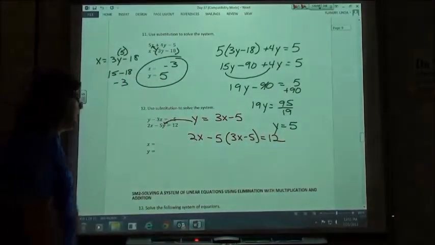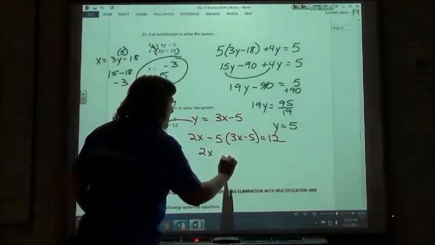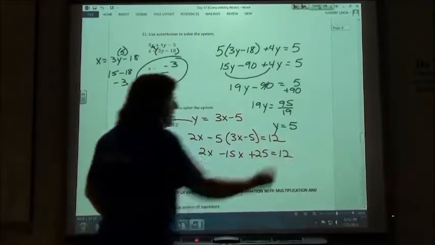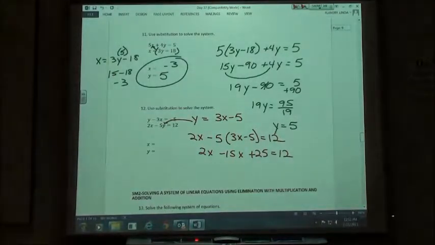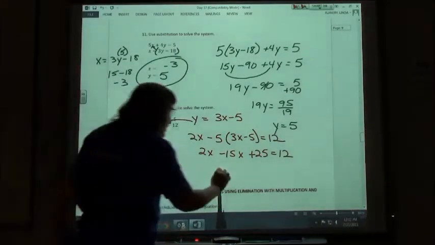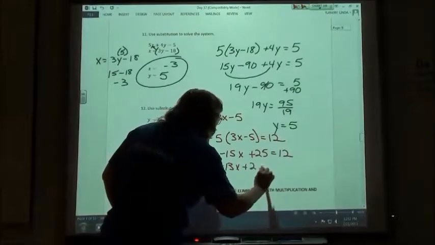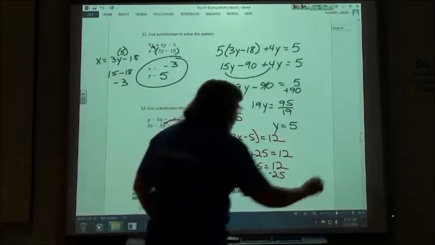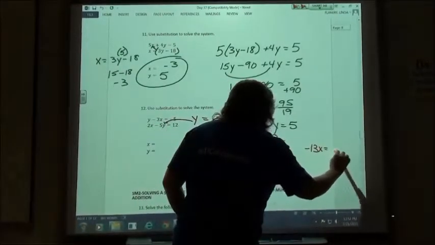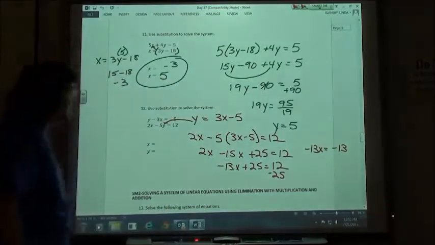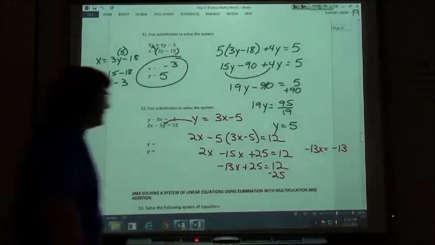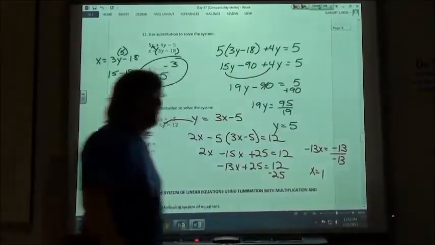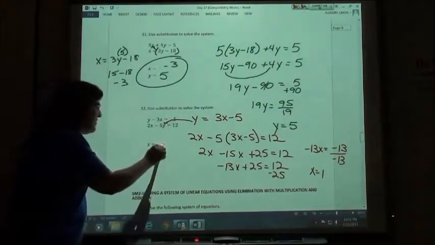equals 12. Okay, multiplying, 2x minus 15x plus 25 is going to equal 12, right? 2x minus 15x would give me negative 13x plus 25 equals 12. I'm going to subtract my 25, so negative 13x equals negative 13. So x is going to equal 1, right? I figure you guys know how to solve. So x is equal to 1.